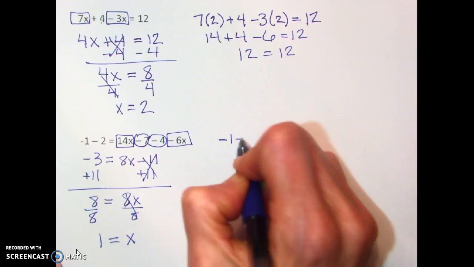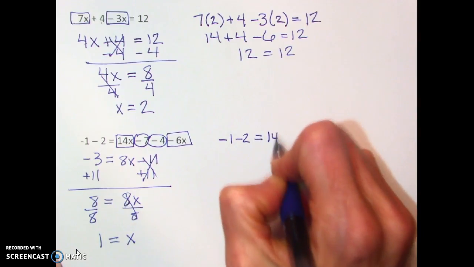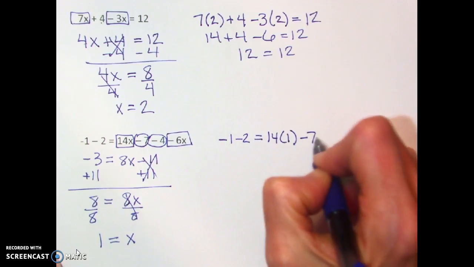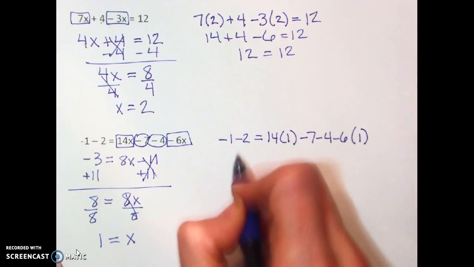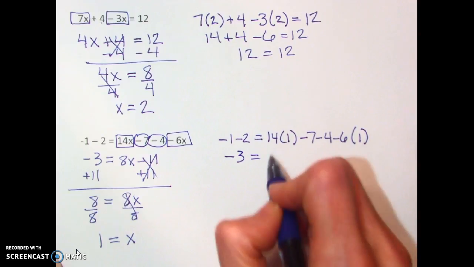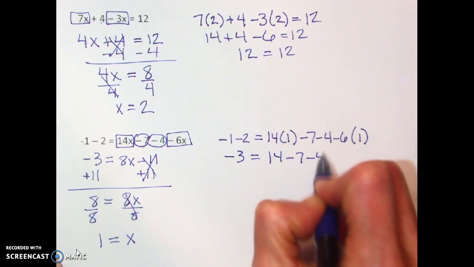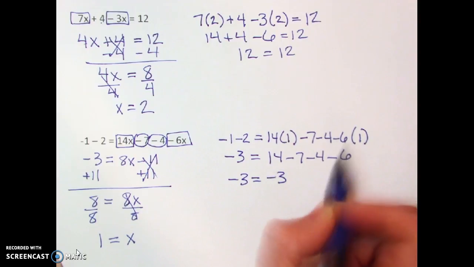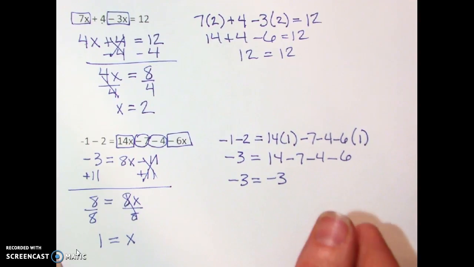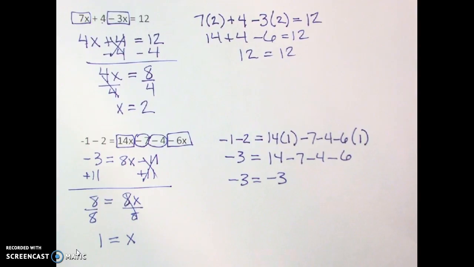Now if I go back up here to my original problem, 14 times 1 minus 7 minus 4 minus 6 times 1. If I do the math over here, I get negative 3. If I do all this math over here, I also will end up with negative 3 if you check that, if you add those up. So it does check. You can check these. Every single problem that you do, you can check to make sure you have the correct answer.